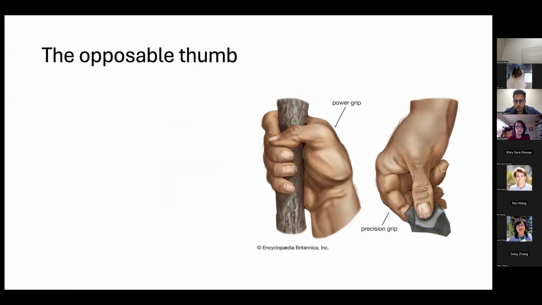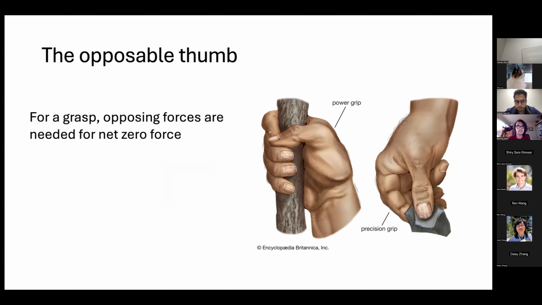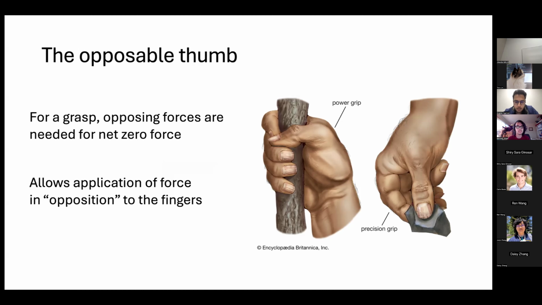The most important part of the human hand is the opposable thumb. If you look at the two major kinds of grasps, they're the power grasp and the precision grasp. In both of these cases, for a successful grasp, you need to apply opposing forces on an object to get net zero force. That's how you can place the object stably in your hand. And the opposable thumb allows exactly this. It allows the application of force in opposition to the fingers. Without an opposable thumb, there's no way you can stably grasp these objects.